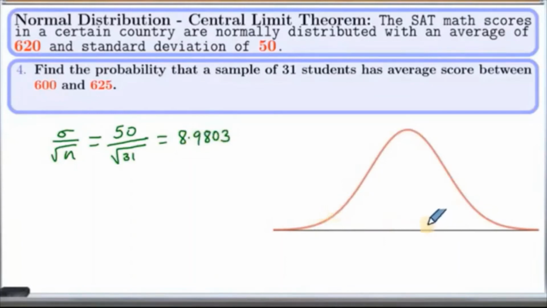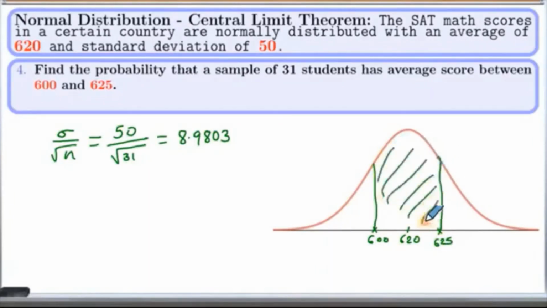Now, let's draw a diagram for the given situation, and we are given a bell graph here. We know the mean, which is 620, lies in the middle, so this is 620. And here we are supposed to find the area between these 2 points, 600 and 625. So let me show you this area. So basically, we are supposed to find this area.